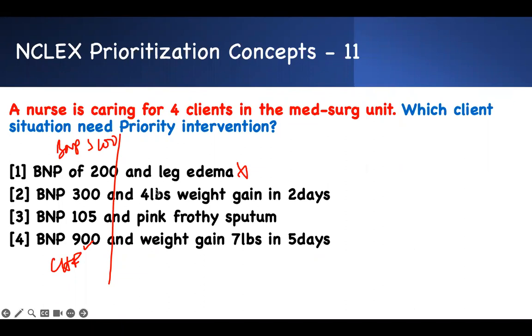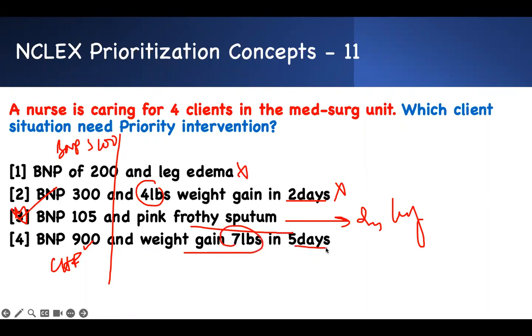BNP, CHF, again, 4 pounds in 2 days. That means I'm fluid overloaded. That's fine. The same thing, BNP 105, but I have pink frothy sputum. I'm drowning now in my lung. I don't just have CHF. Now I'm drowning. You know this is a priority right there. CHF, again, 7 pounds in 5 days. That's the definition of fluid overloaded. So this and that, they are fluid overloaded. But this guy is past fluid overloaded. Now he's having lung symptoms. So number 3 is your boy.